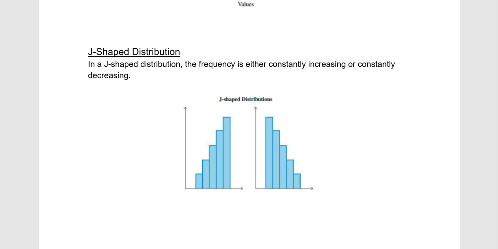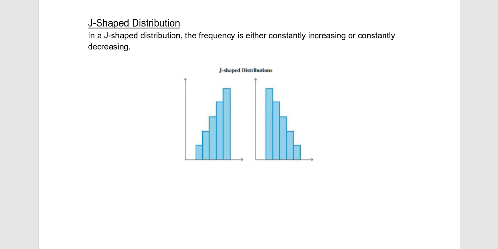In a J-shaped distribution, the frequency is either constantly increasing or constantly decreasing. So the one on the left here would be constantly increasing because it's going up from left to right. The one on the right would be constantly decreasing because it's falling down left to right. So we call these J-shaped distributions.